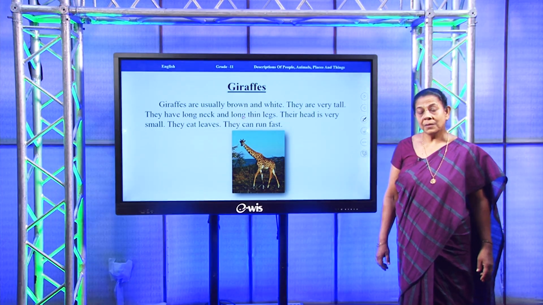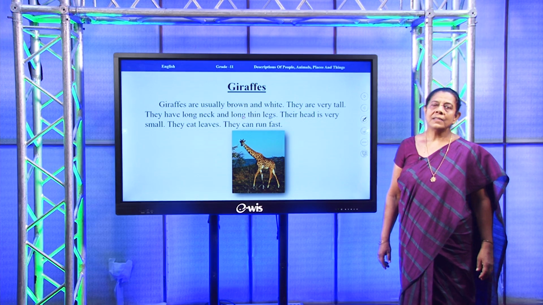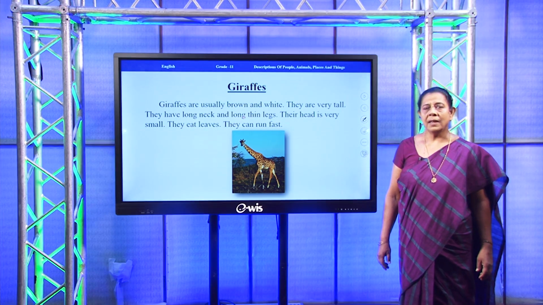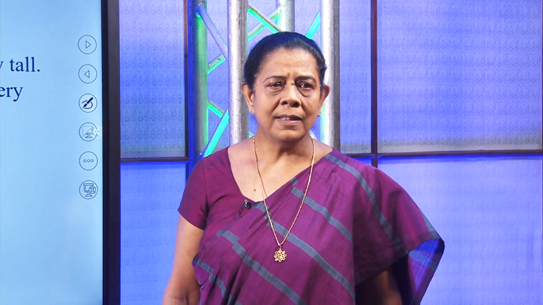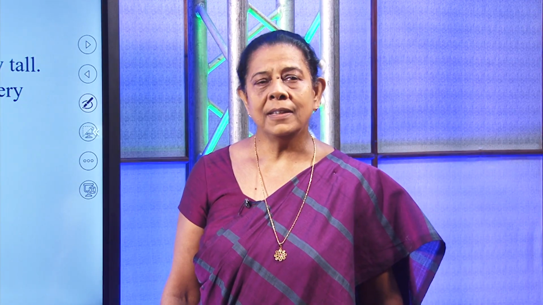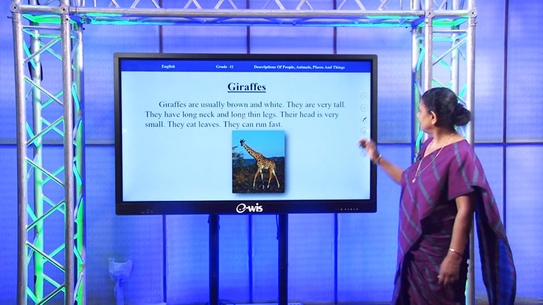I think you also have written a paragraph like this. It's easy because the clues are given. You have to use the clues given, children. Then it's not a difficult task for you. All the time you have to use the clues given. Then it will be an easy task for you. Right. Shall we move to another activity?